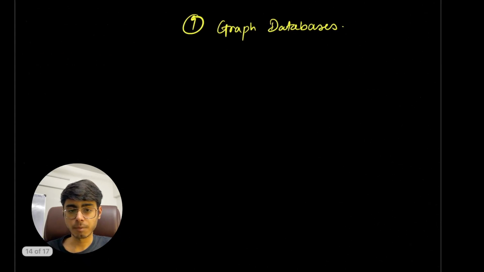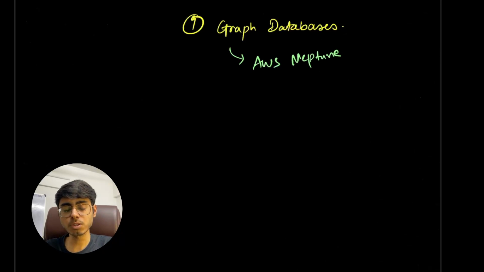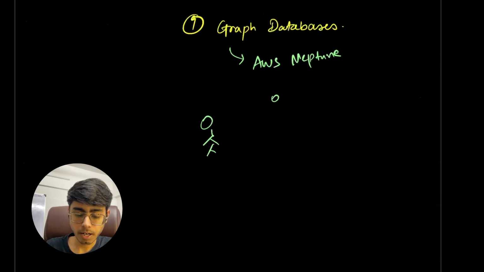Next is graph database, like AWS Neptune. Neptune is a graph database. So I'll write it down. You can use this database when you are building a social media application, right? So what happens in a social media application? Let's say this is me, and let's say these are my followers.